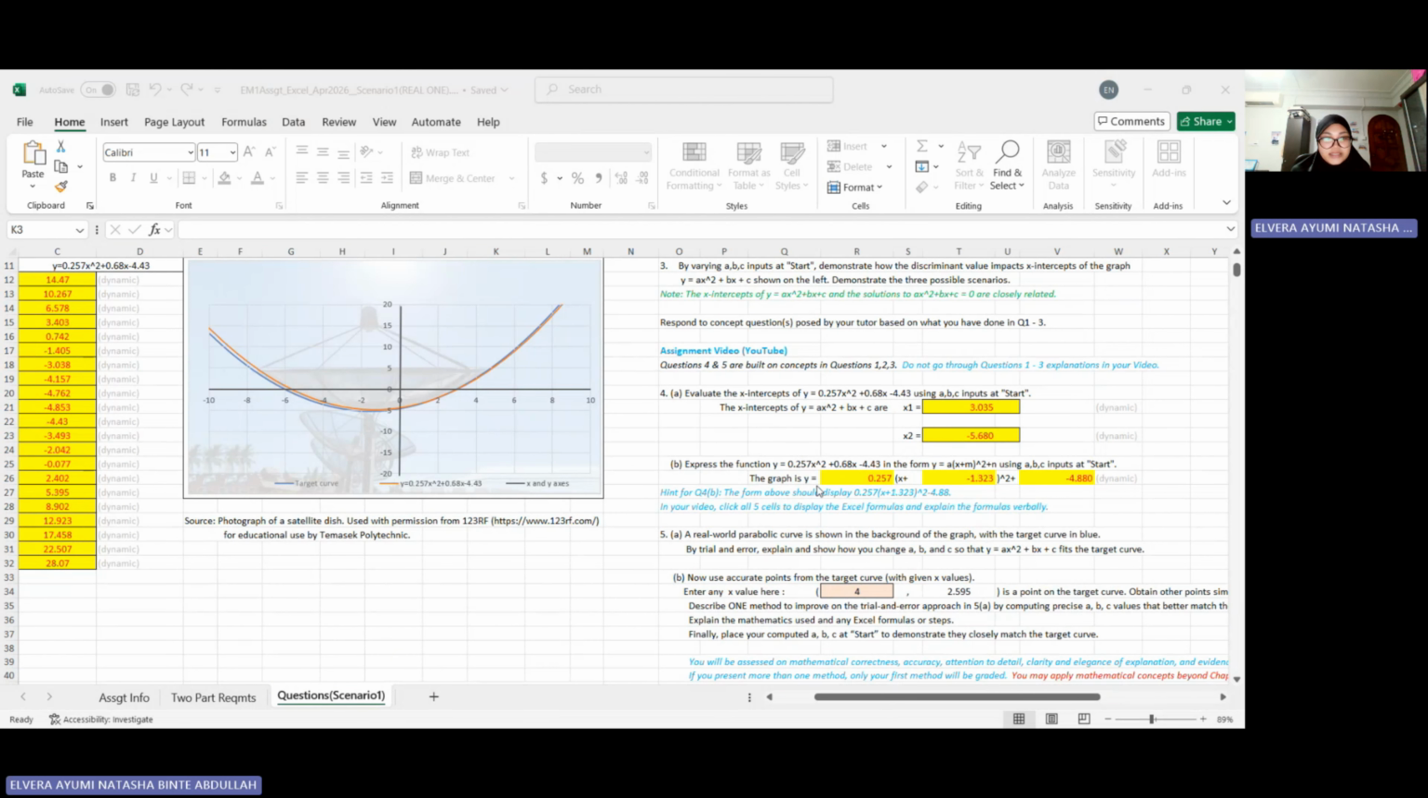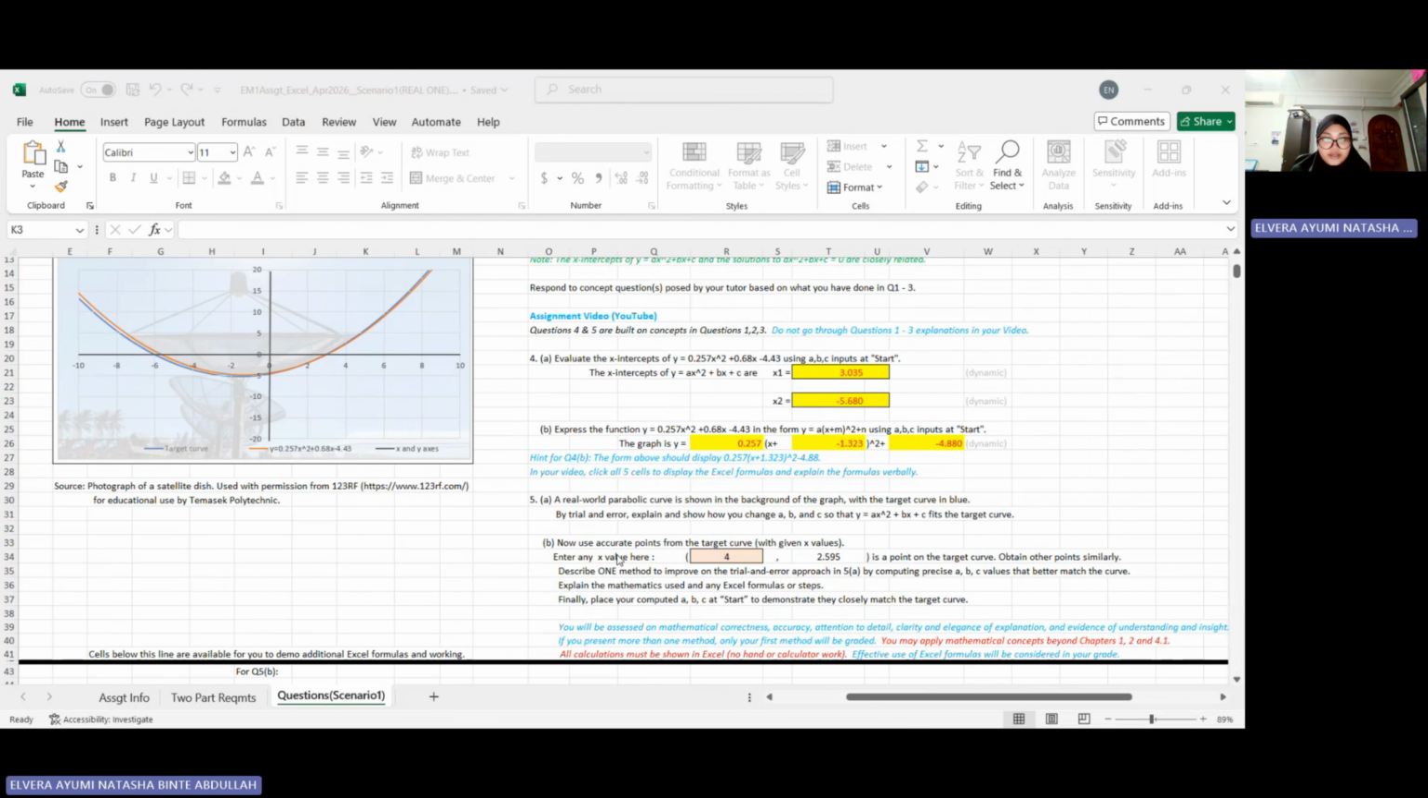Question 5b, instead of using the trial and error method, I used accurate points from the blue target curve. I changed the x value in the pink input cell and recorded the corresponding y values from the blue curve. For this assignment, I used 3 following points.